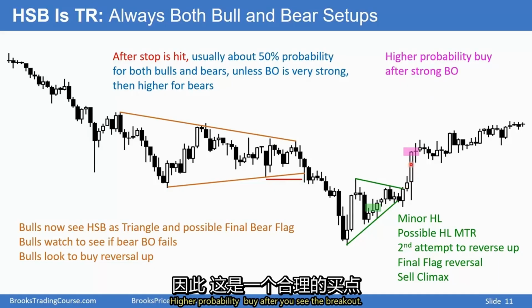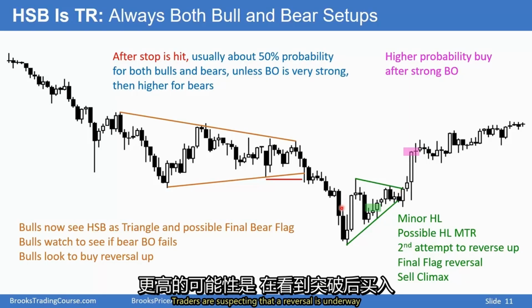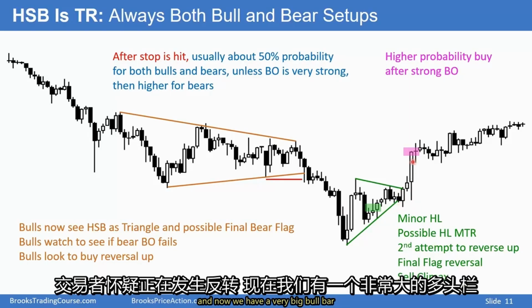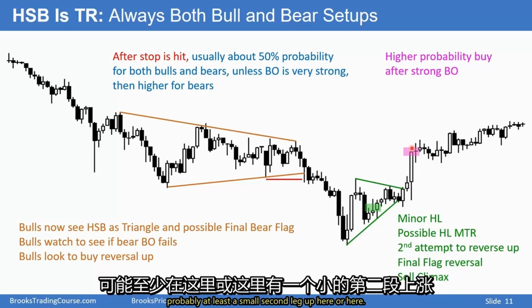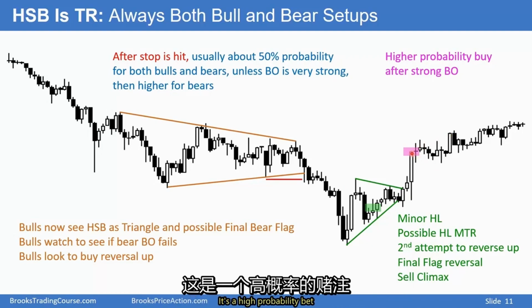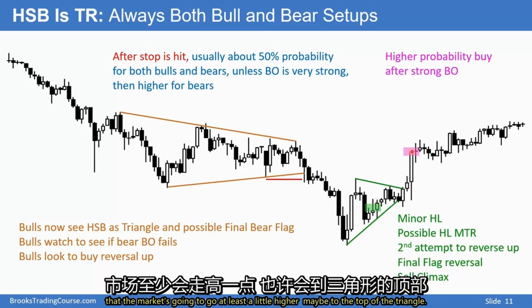Higher probability, buy after you see the breakout. Traders are suspecting that a reversal is underway, and now we have a very big bull bar, probably at least a small second leg up here or here. It's a high probability bet that the market should go at least a little higher, maybe to the top of the triangle.